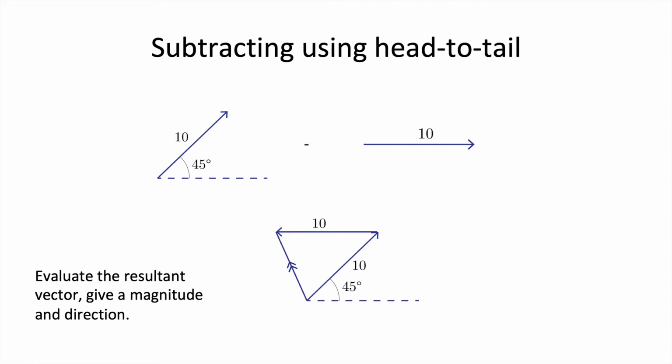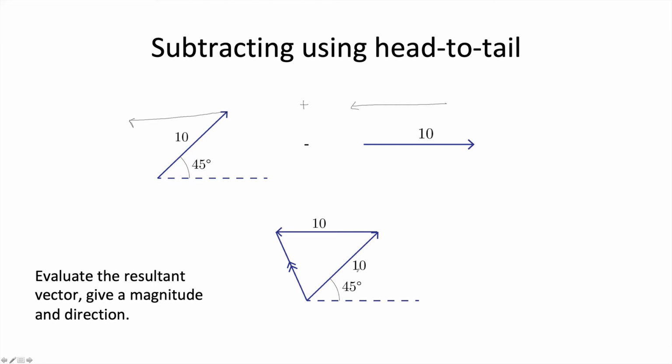Now, if we want to subtract vectors, so if instead of adding these two vectors, we wanted to subtract them, what we need to do is add them, but flip the vector which is being subtracted. So this is equivalent to that plus this vector here. So then what we do is we take the head of the first vector and we add the tail of the second vector to it. So we're going to have something like this, which is what's drawn down here.